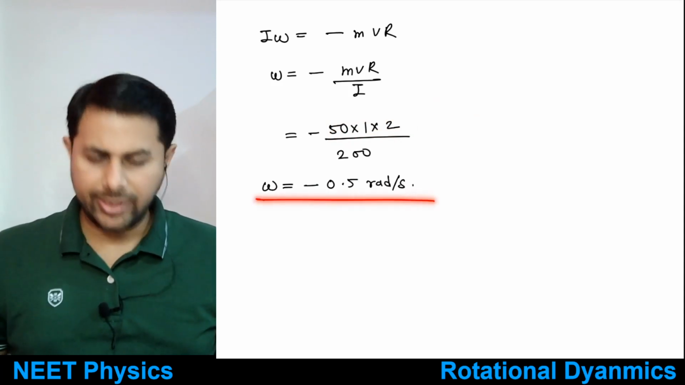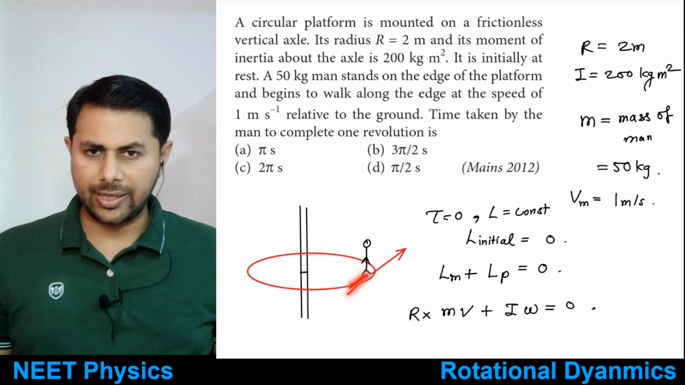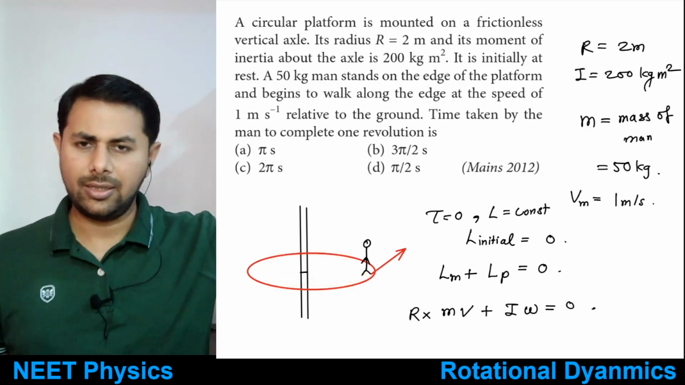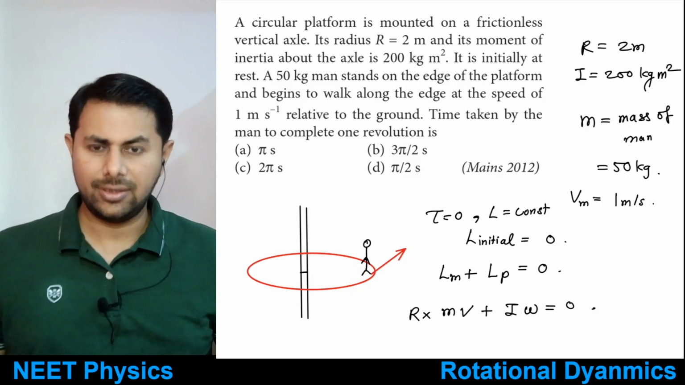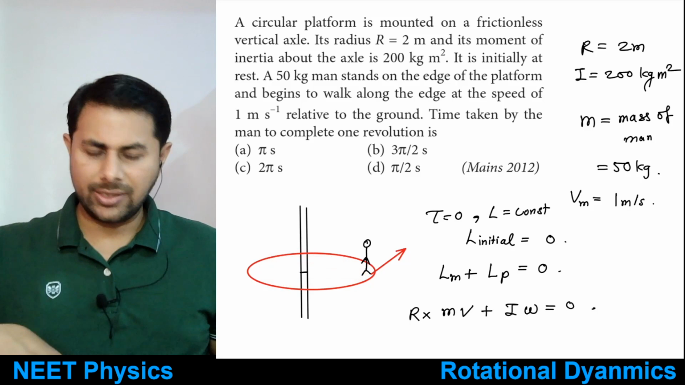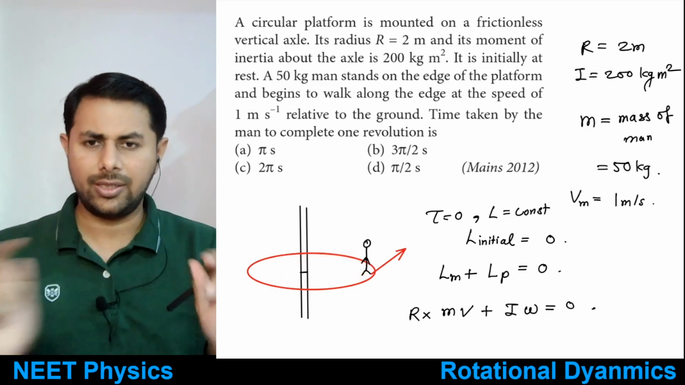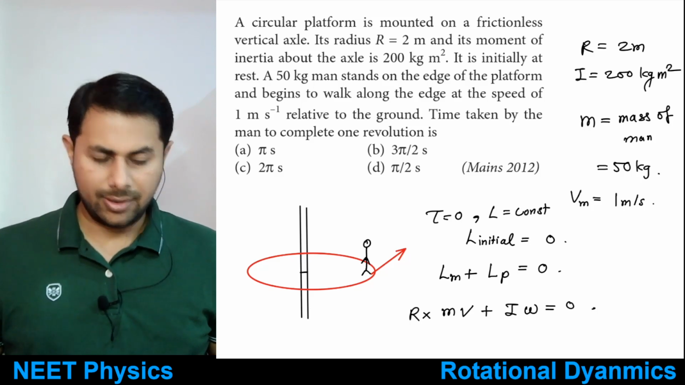So what does this minus mean? It means that if the man is moving in the forward direction, or suppose the man is moving in the clockwise sense, then the platform will move in the anti-clockwise sense, right? This negative sign means that if the man is moving in the clockwise sense, the platform will rotate in the anti-clockwise sense.